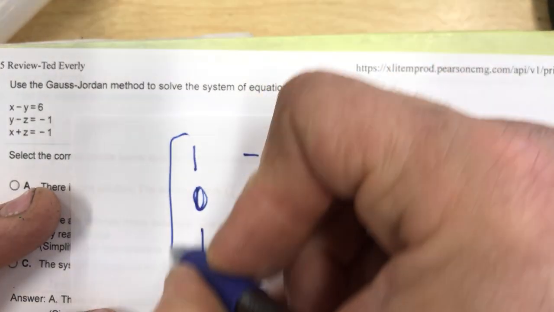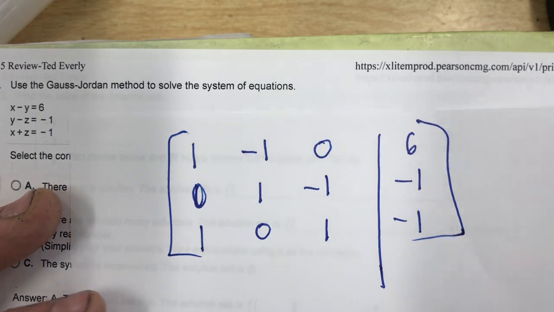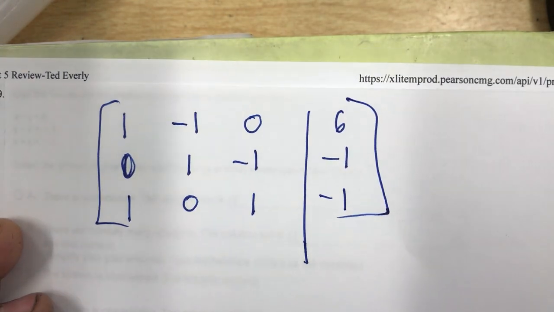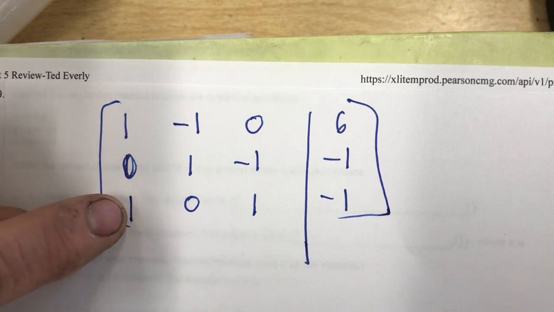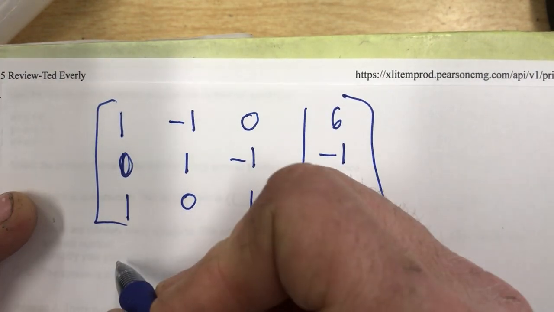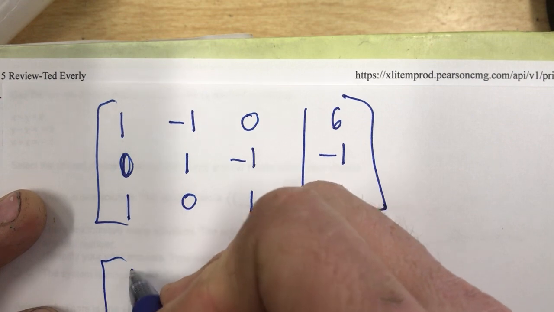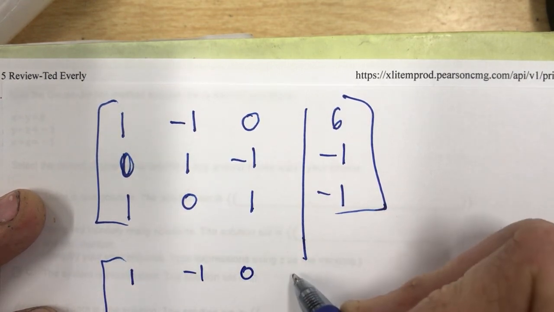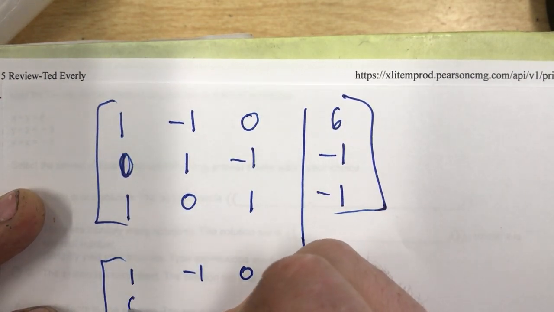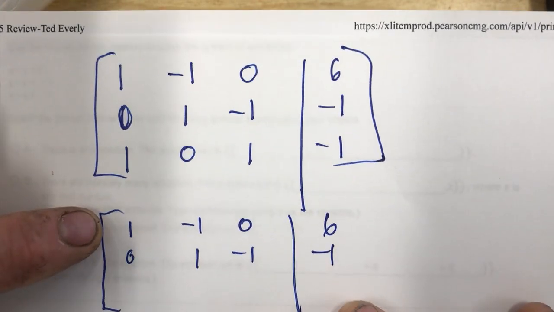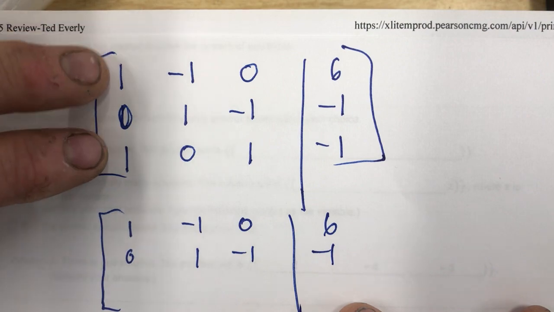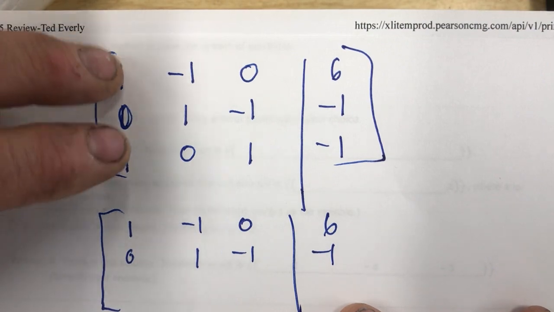All right, so here's my augmented matrix. So this first one, we want a 1. We need a 0 there. This needs to be a 0. So these first two, I'm just going to write them over because they're fine. I've got 1, negative 1, 0, 6. I've got 0, 1, negative 1, negative 1. These first two are okay, but this one needs to be a 0. So that's real simple. I'll just subtract these two.